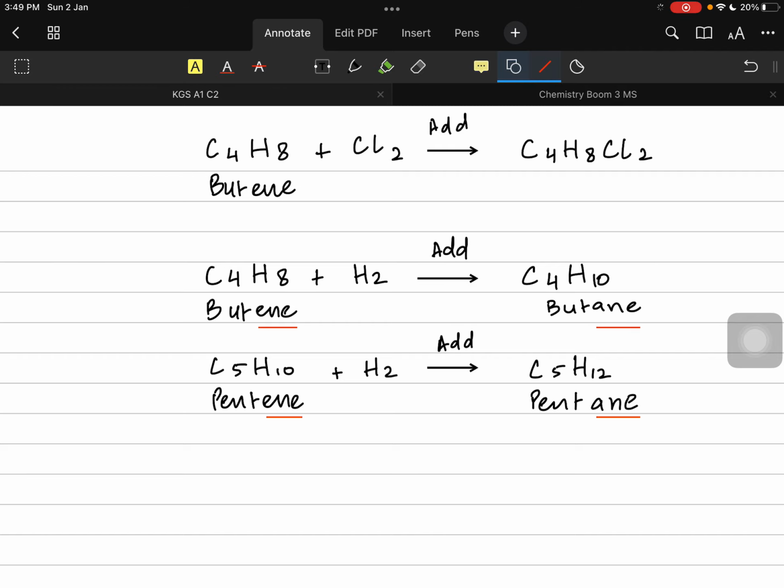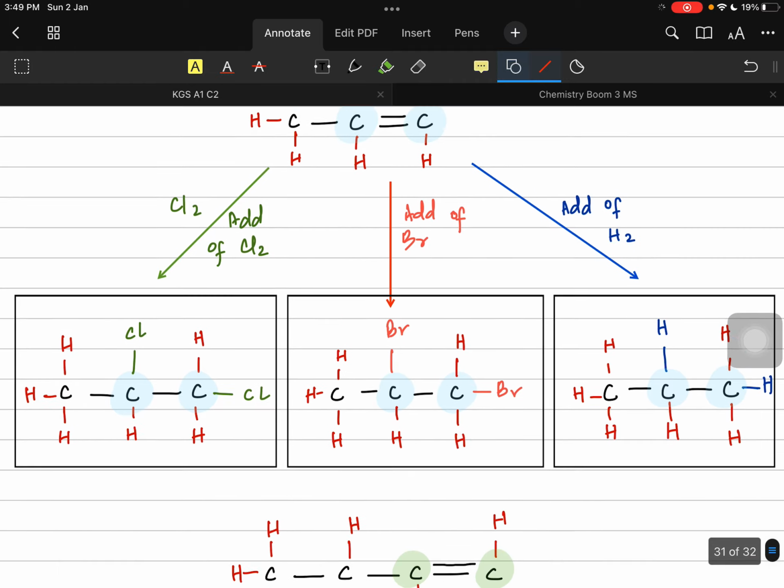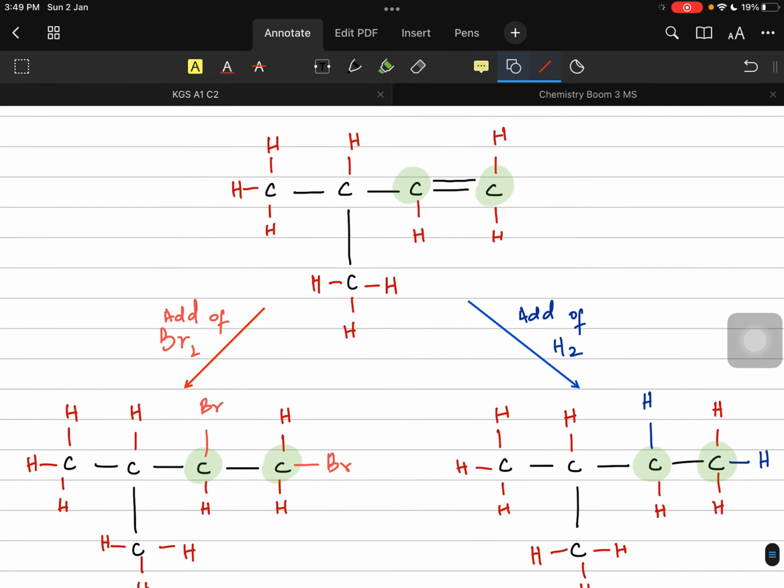So let's keep that in mind, that in addition reaction the double bond is broken down and you get two new atoms on those very carbons, on those same carbons which are losing their double bond.